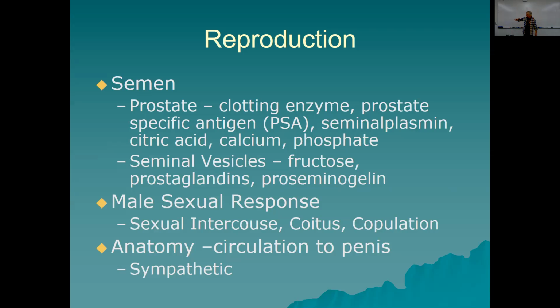The proseminalgelin, I think, is an enzyme that dissolves the clot. So a short time after semen is ejaculated, it forms a clot initially, and then this clot is dissolved. I think it's proseminalgelin that does this, that dissolves the clot, and it becomes liquid again. And then the sperm can move up through the cervix and into the uterus and into the fallopian tubes.